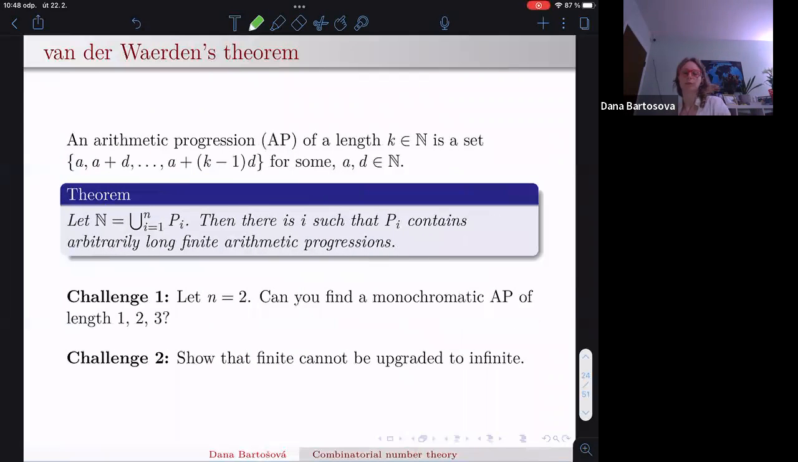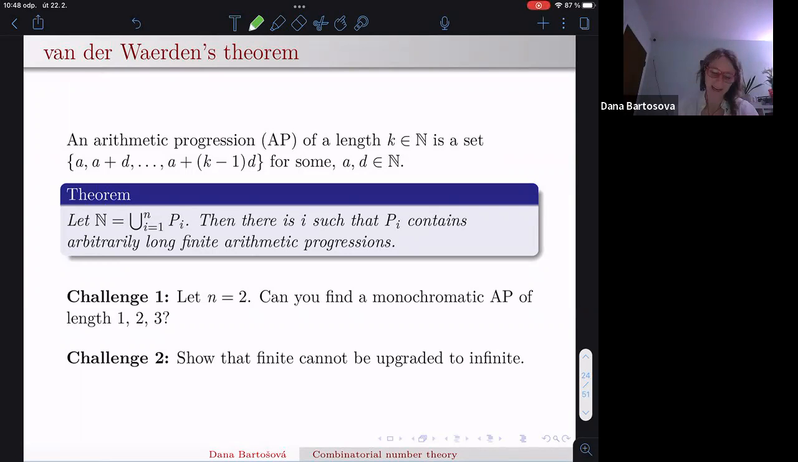Okay, so let's move on to one of those patterns that we talked about at the very beginning, and these are arithmetic progressions. So an arithmetic progression is an arithmetic progression.